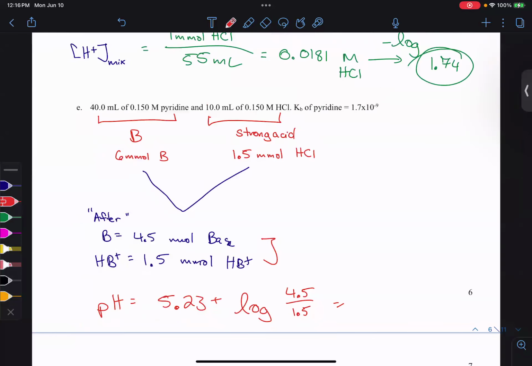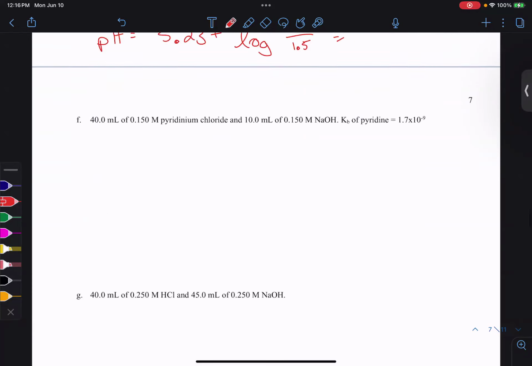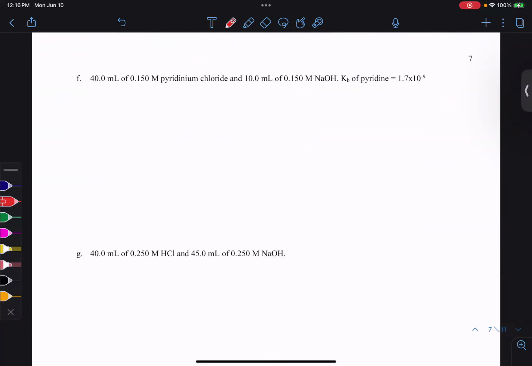Okay, great. So notice, basically, anytime you add a strong acid to something to neutralize it, you have to do that BCA table first. You can't just shove those numbers straight into the Henderson-Hasselbalch.